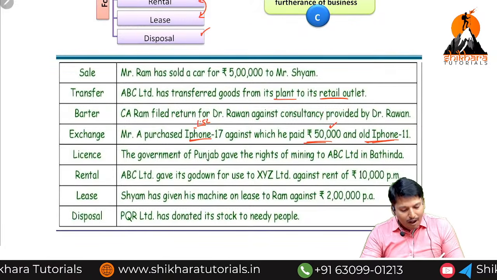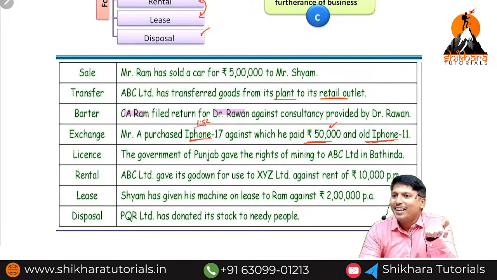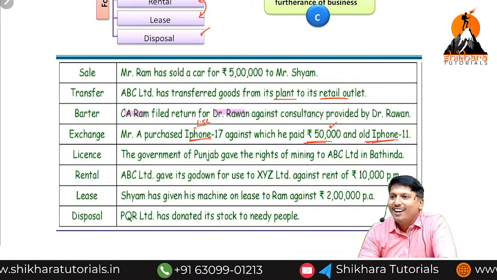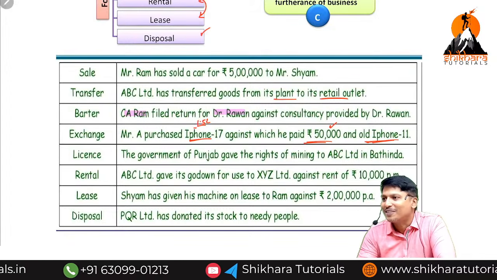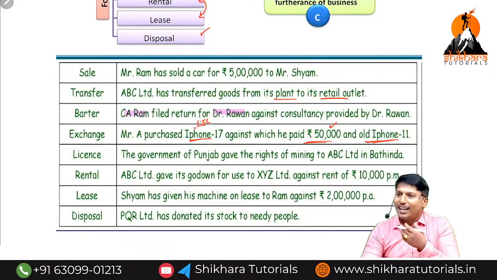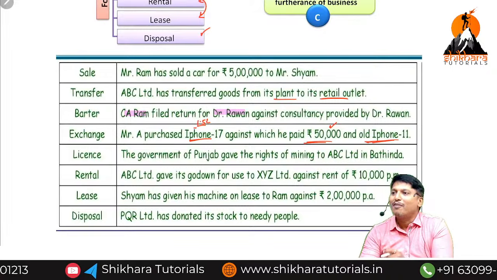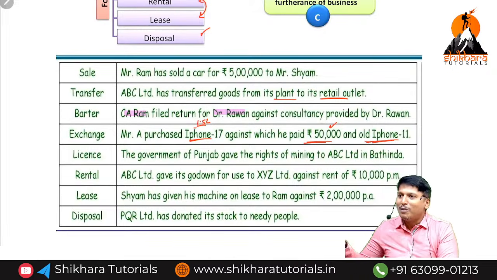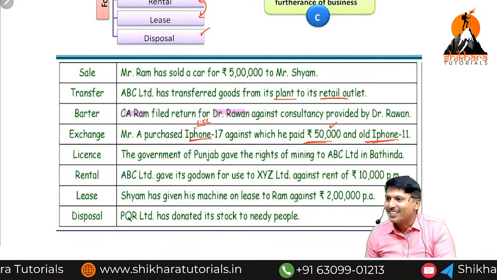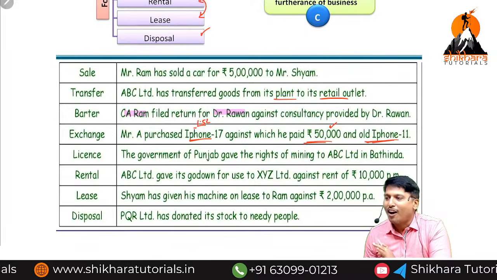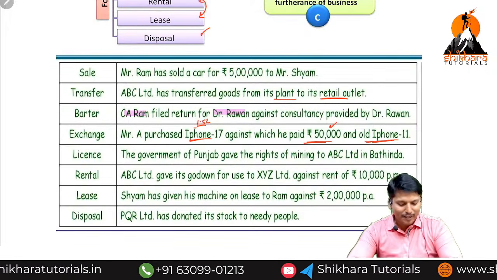CA Ram filed a return for Dr. Ravan. Ravan provided medical treatment. Ram filed the IT return. It is done in the course of business. Both are professionals. License. If any person bought mining rights, or if any person took a franchise to start an institution, say Delhi Public School in Delhi, and I take the franchise and want to start it in Kurnool district. They are not going to give the franchise free of cost. If I paid 50 lakhs, that is also a supply.